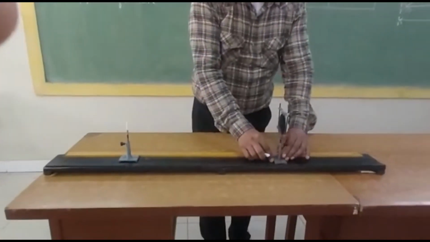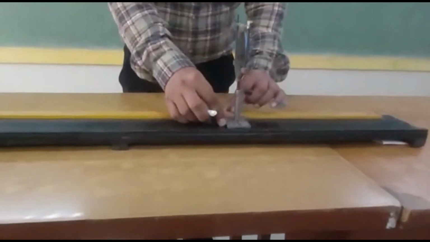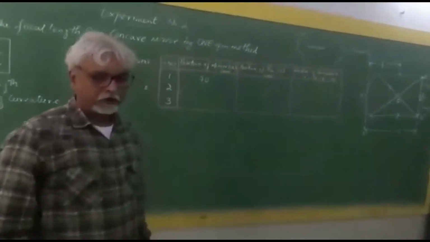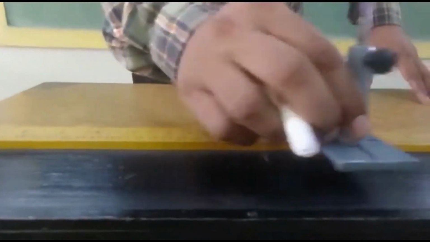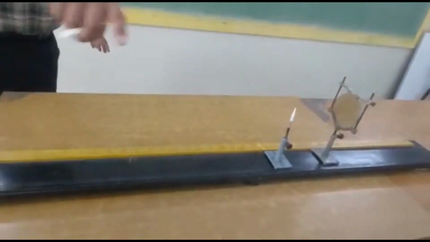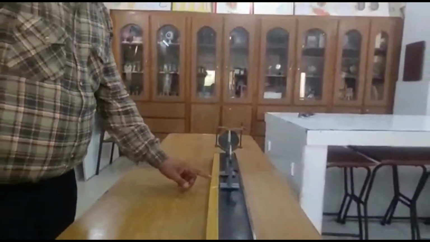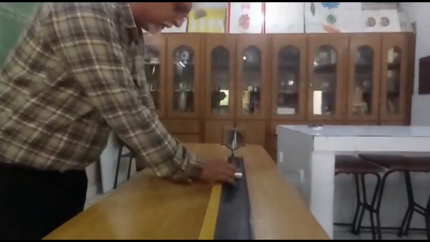Now I've placed the mirror at a position of 70, so I'm writing here, the position of the mirror is 70. If you look from this side, this is the pin that we'll be using. If I place the pin over here, you will see an erect image appearing straight in the mirror. The pin is at position, say, around 60.